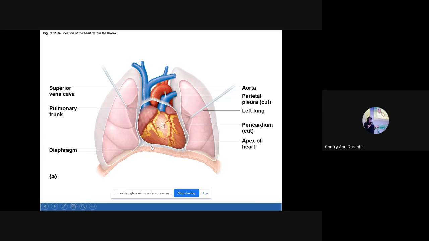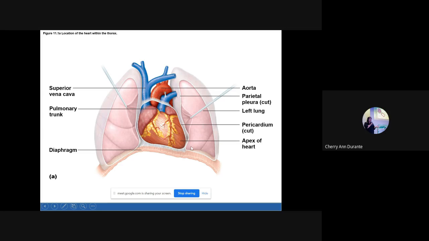So as you can see, the apex, di ba? Yung positioning ng puso, para siyang medyo naka-lean. Ayan. Or parang relaxing. Ayan. So para siyang nakahiga na hindi fully nakahiga. No? So you can just imagine yung positioning ng heart.